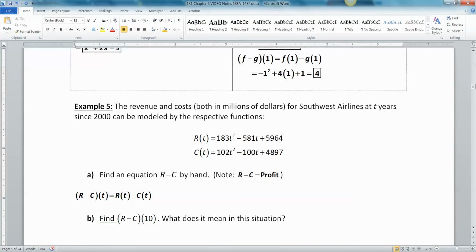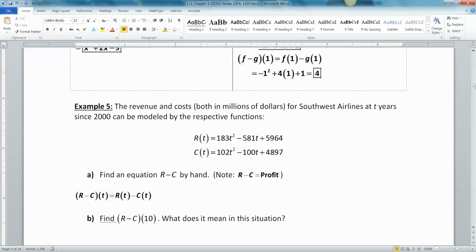All right, the revenue and costs, both in millions of dollars for Southwest Airlines at t years since 2000, can be modeled by the respective functions. R of t equals 183t squared minus 581t plus 5964, and C of t equals 102t squared minus 100t plus 4897. All right, so revenue. Revenue is the money you take in, like when you sell stuff, that's your revenue. And then your costs are the money you're spending out.